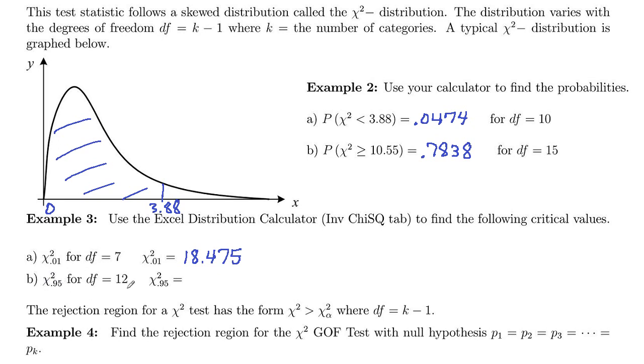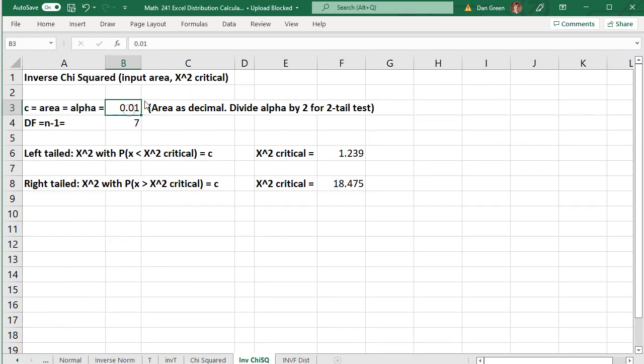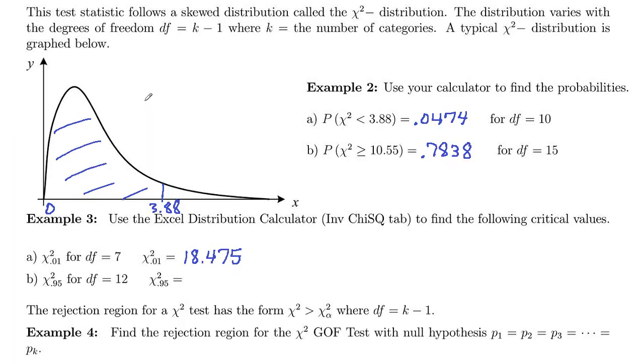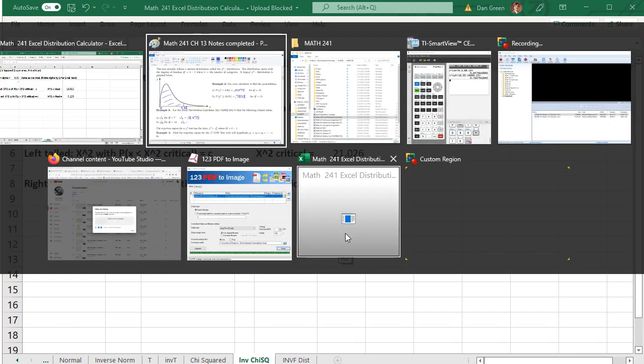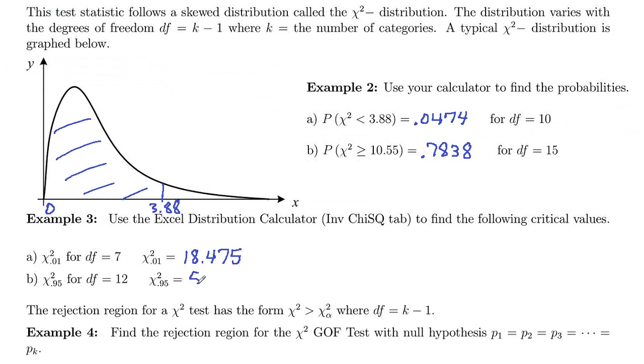Chi-squared 0.95 for degrees of freedom 12. This means the right area is 0.95, so the left area is 0.05. So that'll be 0.95 here, and then our degrees of freedom, again, 12. And we want right-tailed area again here, 5.226. So that's how you find chi-squared critical values.